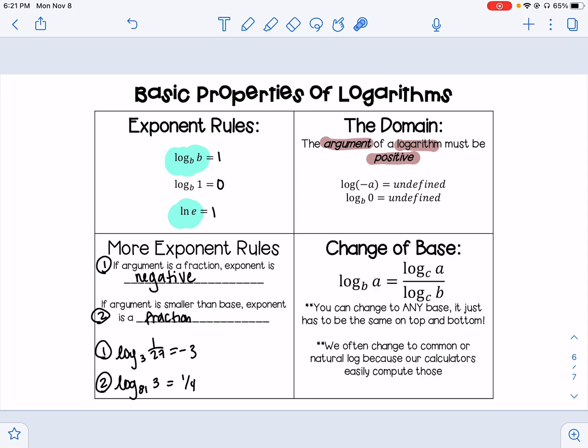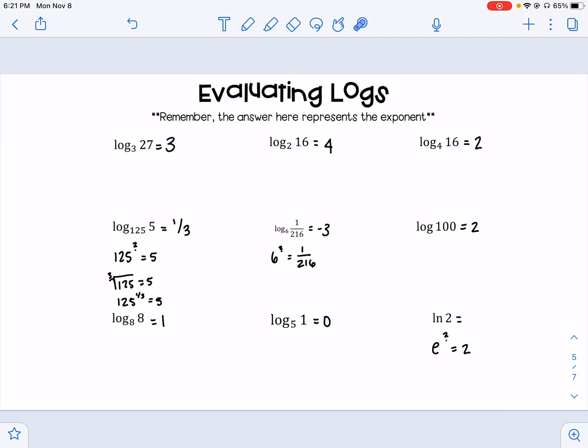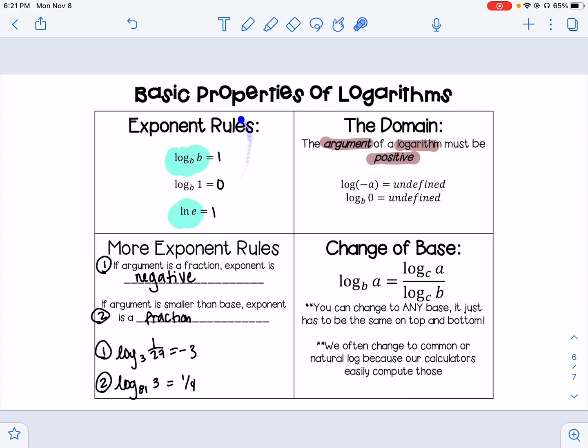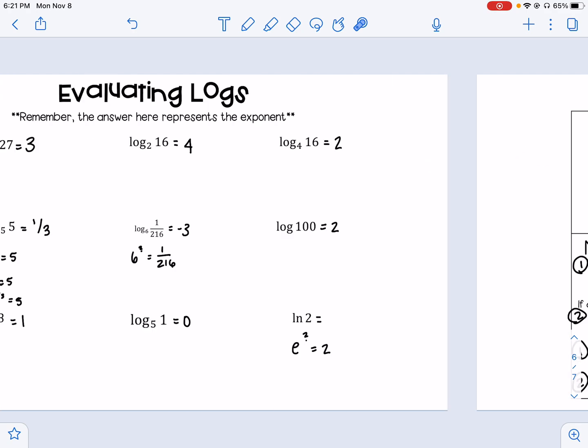So there you have it. These are some of the basics of logarithms. After this, you need to be super confident in evaluating logarithms. You need to understand your rules here, these basic properties. You need to know that the argument of a logarithm must be positive. This is going to help you with evaluating, seeing this pattern.